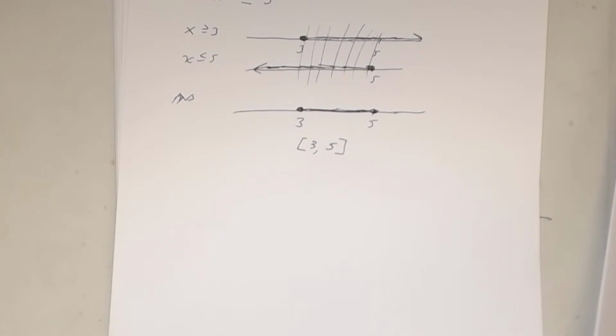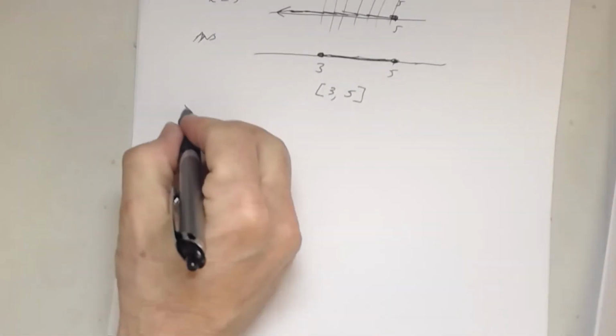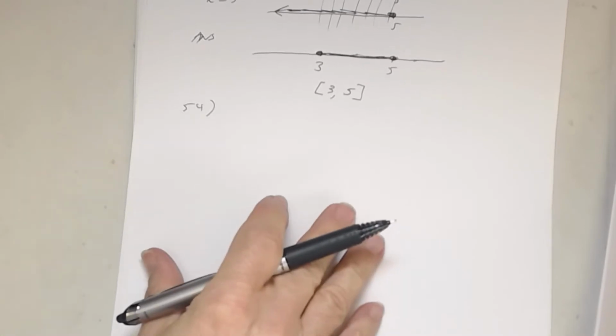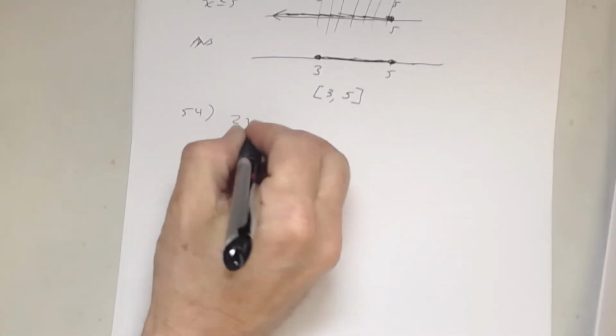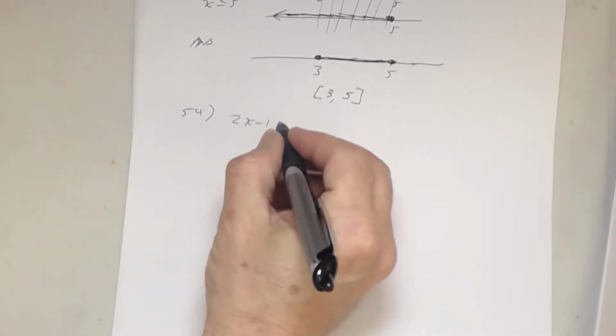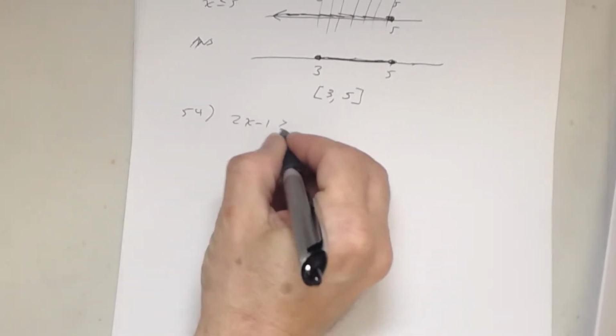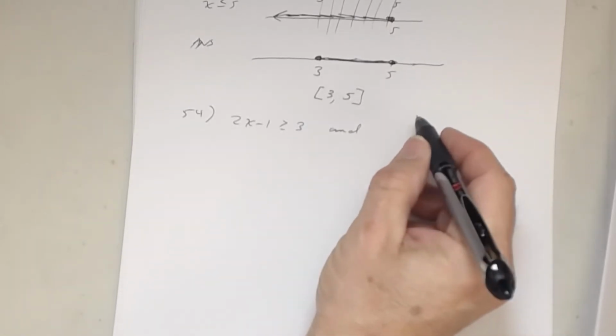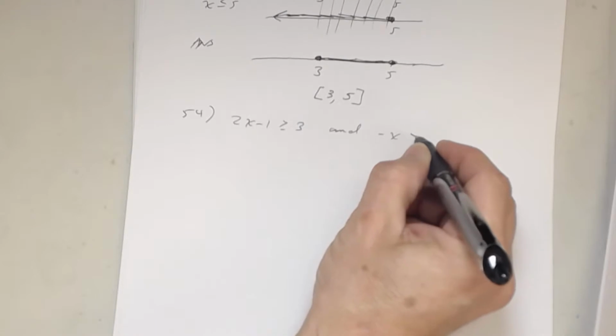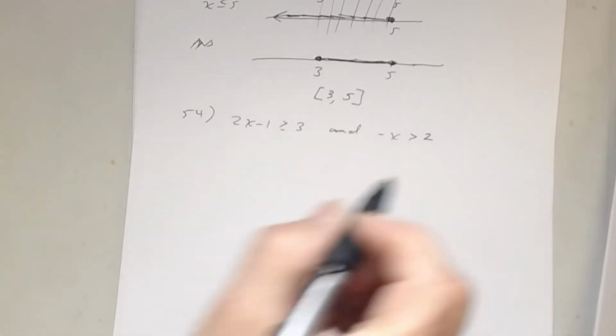Okay, let's look at, let's see, let's do number 54. Okay, 54, you have 2x minus 1 is greater than or equal to 3, and negative x is greater than 2.